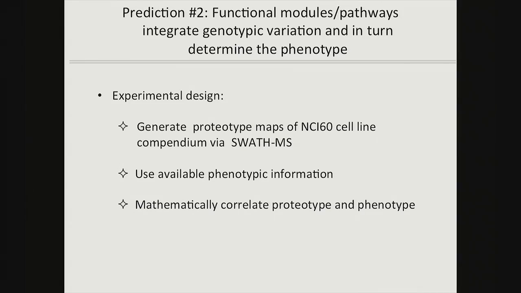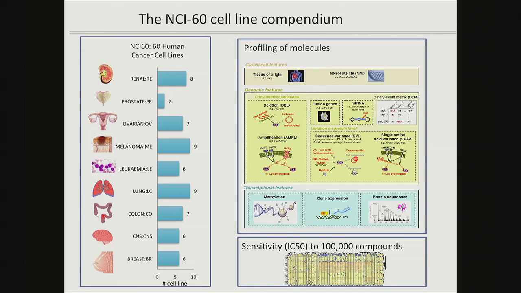So the experimental design is to take a cell compendium, and we took, for reasons which will become apparent very briefly, the NCI60 cell line compendium. We quantified, or Tianan quantified, proteins by SWATH mass spectrometry in each one of the cell lines. Then it used available phenotypic information to correlate the proteotype map here with the phenotypic map available through the community. So what are these NCI60 cells?